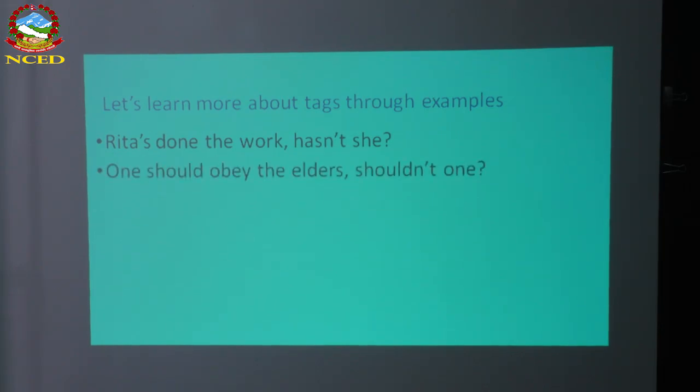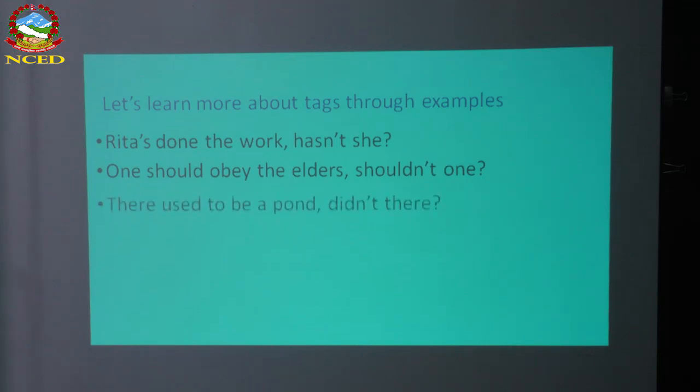Okay, next example. "One should obey the elders." Guess what sort of rules should be there. Okay, check out whether your guess is right or not. So when the sentence begins with "one," that is repeated in the tag, "one." And there is use of "should" as an auxiliary verb, so "shouldn't" is repeated here, right? One should obey the elders, shouldn't one.